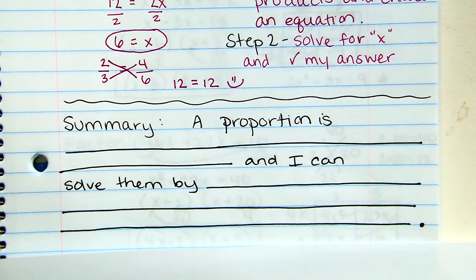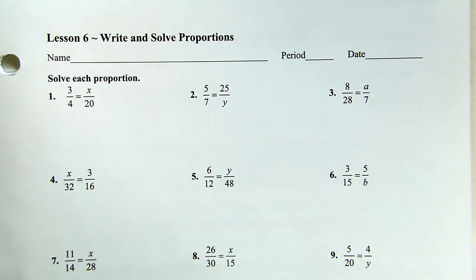Now, for your assignment, you're going to be working on the Lesson 6 worksheet. The Lesson 6 worksheet looks just like this. So yours will say Math 7, Lesson 6, write and solve proportions.